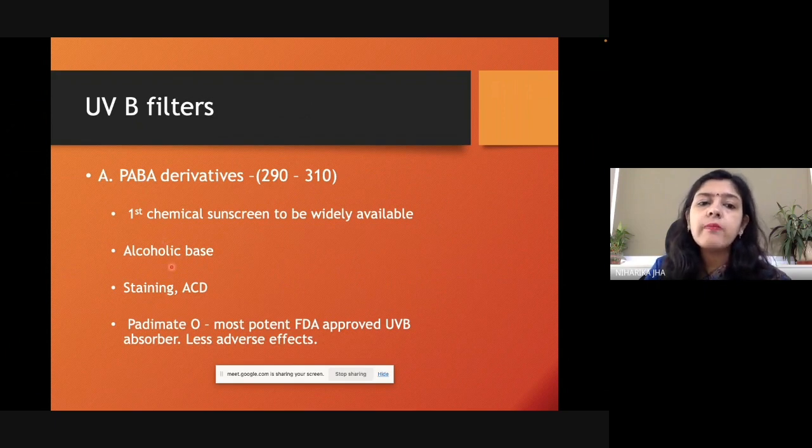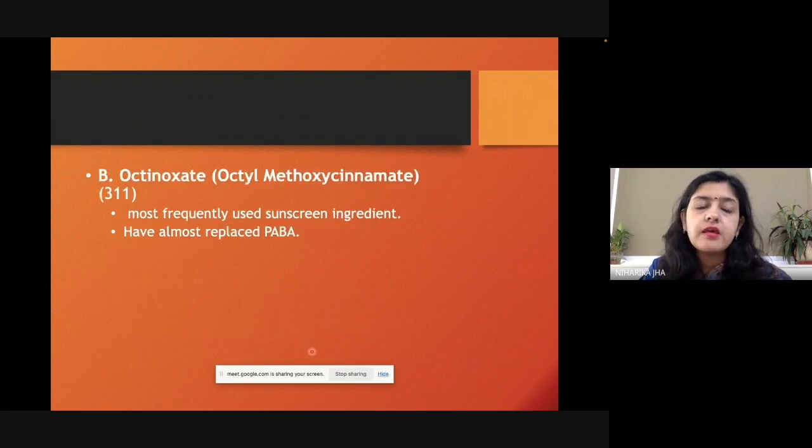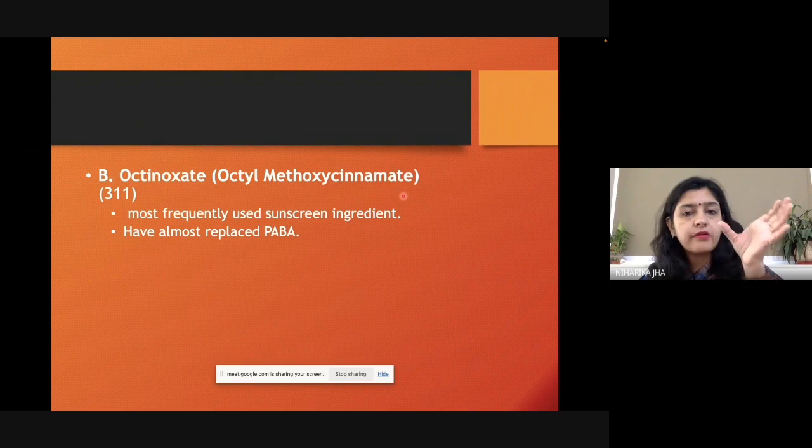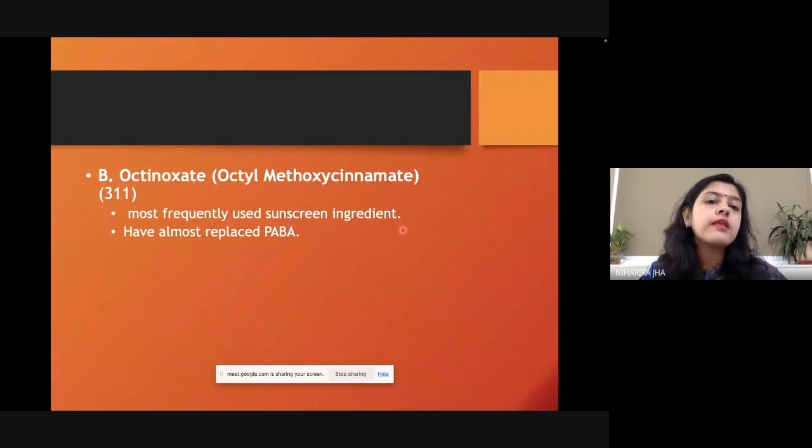But the problem with PABA derivatives is that they have an alcoholic base and it is associated with staining and allergic contact dermatitis. Padimate O is the most potent FDA-approved UVB absorber. It has got less adverse effects. The second one are the cinnamates. So cinnamates are the octinoxate or octyl methoxycinnamate. It provides protection at around 311 nanometer. And in fact, it's the most frequently used sunscreen ingredient.